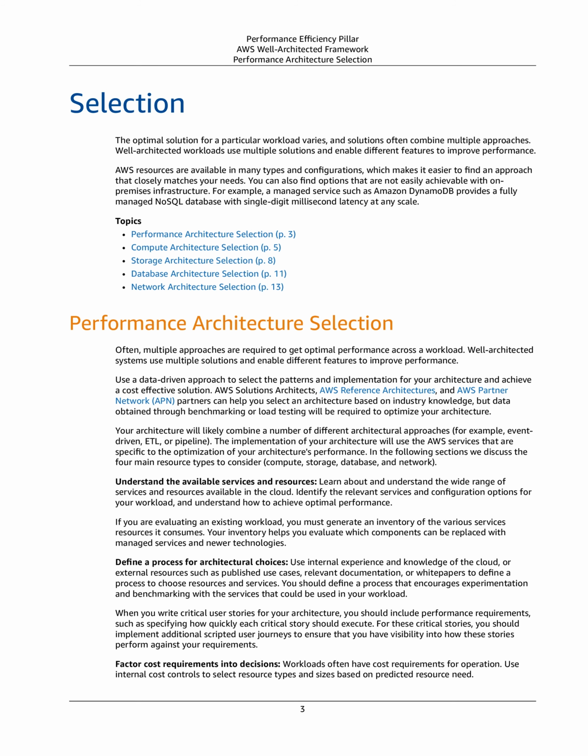AWS Solutions Architects, AWS Reference Architectures, and AWS Partner Network (APN) partners can help you select an architecture based on industry knowledge, but data obtained through benchmarking or load testing will be required to optimize your architecture. Your architecture will likely combine a number of different architectural approaches, for example, event-driven, ETL, or pipeline. The implementation of your architecture will use the AWS services that are specific to the optimization of your architecture's performance. In the following sections we discuss the four main resource types to consider: compute, storage, database, and network.